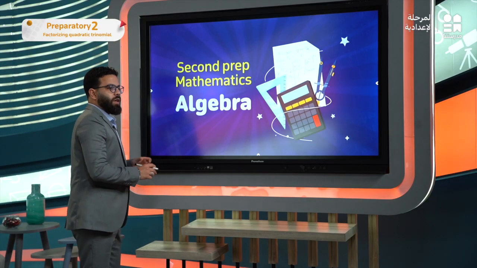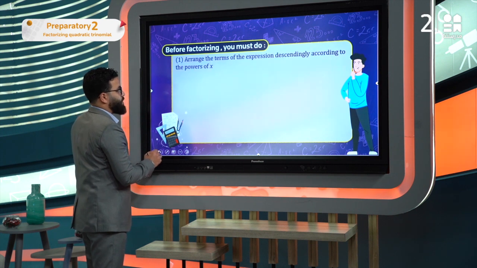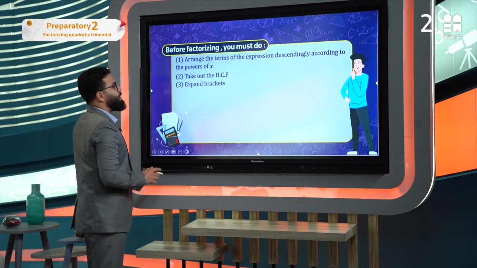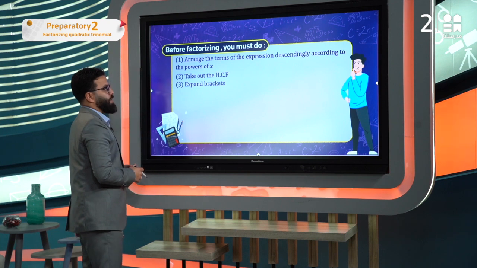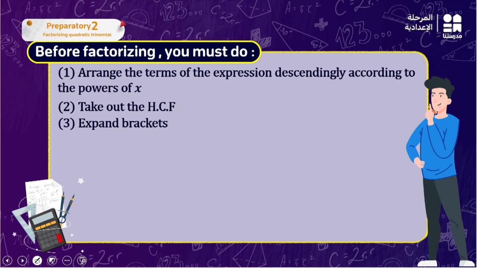So here we have 3 steps before factorizing. We must do it. Arrange the terms of the expression descendingly according to the power of x. So we will do the arranging descendingly for the power of x, okay? The power of what? x.